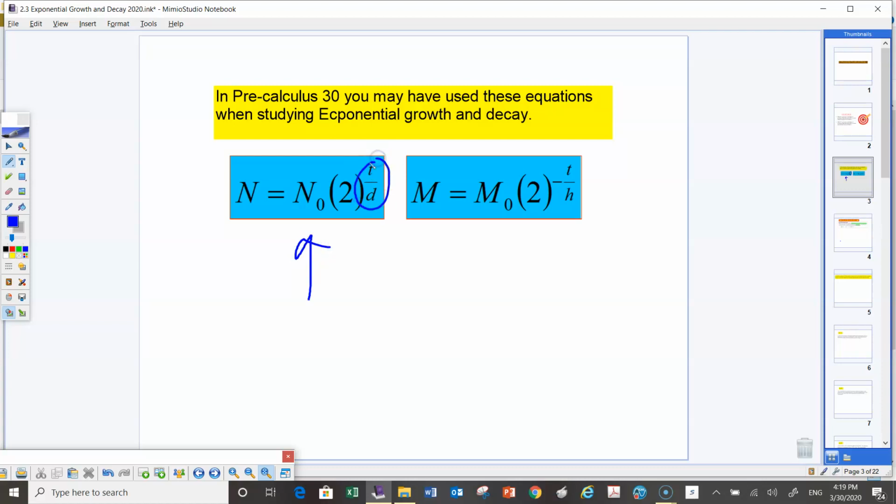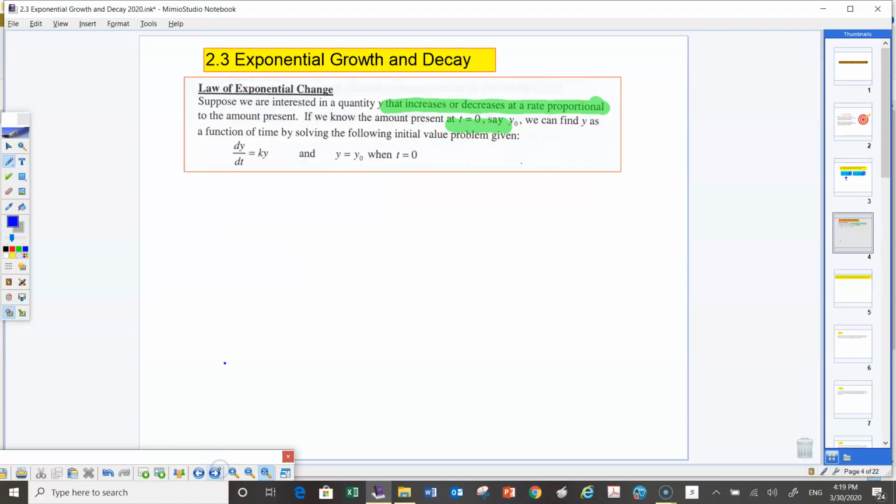Because our exponent, which is t over d, is a positive exponent, and in the second equation, exponential decay, our exponent is negative, which will indicate we have decay going on.